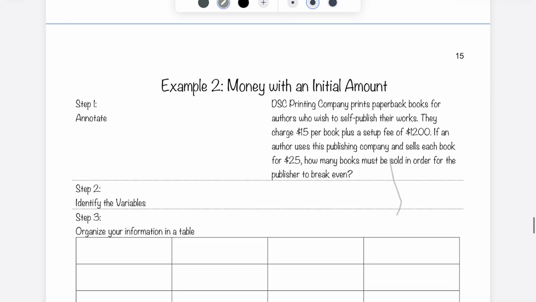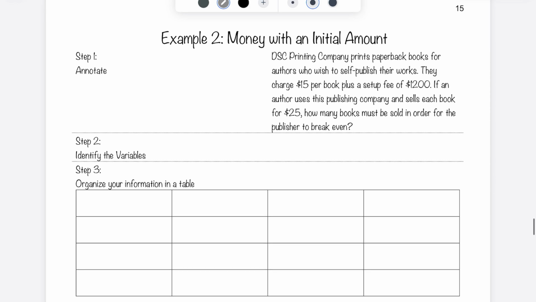Let's look now at just straight money. So this would be money with an initial amount. Annotate, so we're going to mark this thing up to start with. DSC Printing Company writes paperback books for authors who wish to self-publish their works. They charge $15 per book plus a setup fee of $1,200. If an author uses this publishing company and sells each book for $25, how many books must be sold in order for the publisher to break even? This is the most key word here.